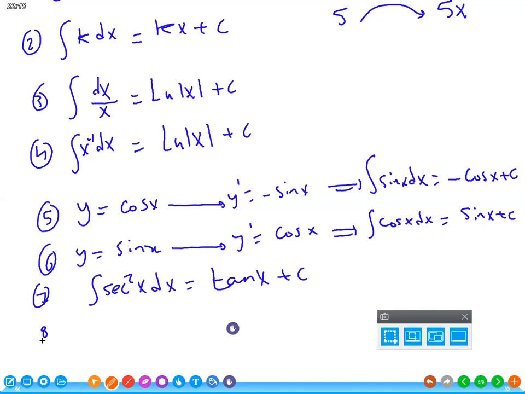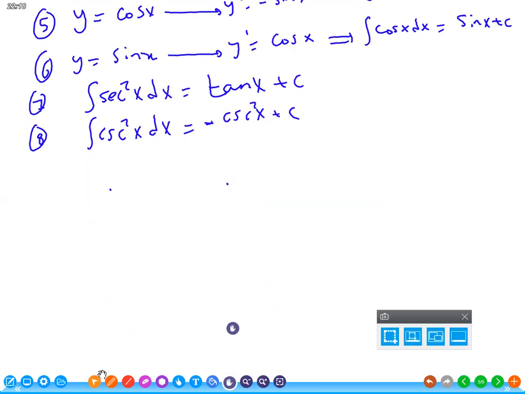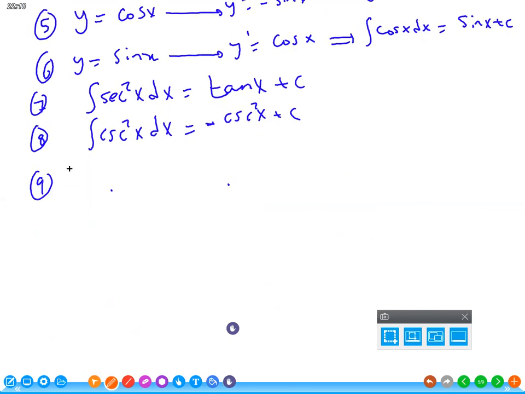You have the table in your textbook. I will write for you the page numbers. 8, cosecant square x, what's the antiderivative? And you can put a note: when your result has cosecant, you put minus. So here minus cotangent x plus c. 9, the integration of secant x tangent x dx. What is the function we made derivative to get secant tangent? It's secant x plus c.